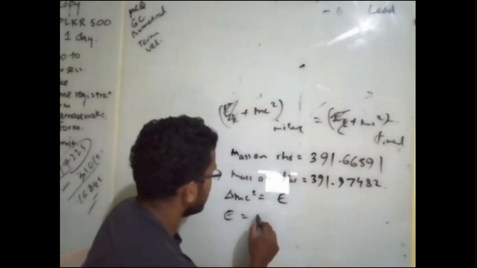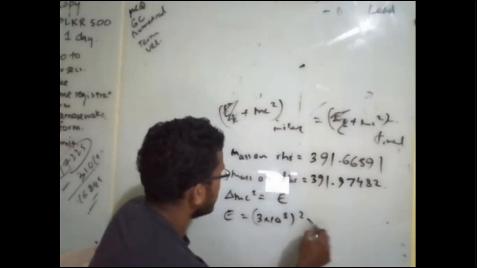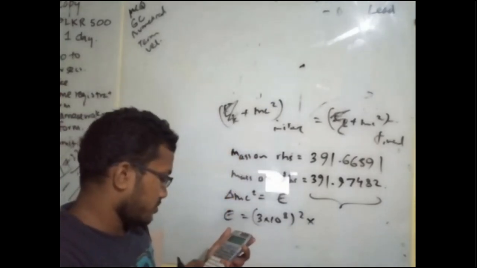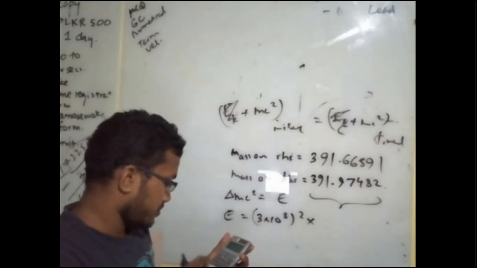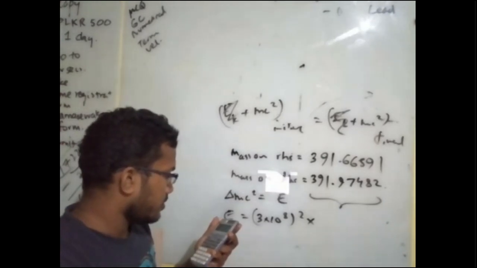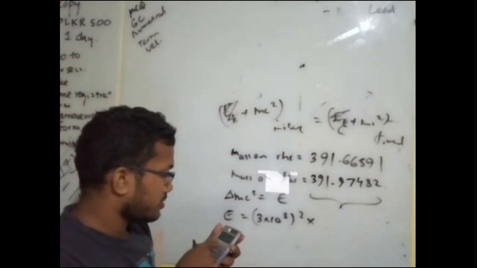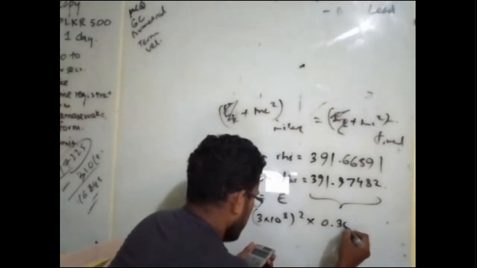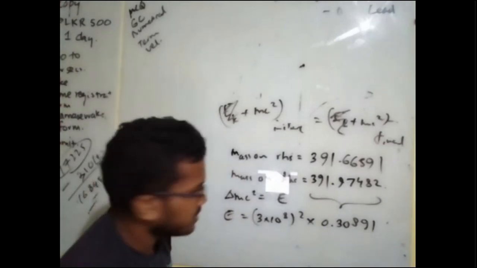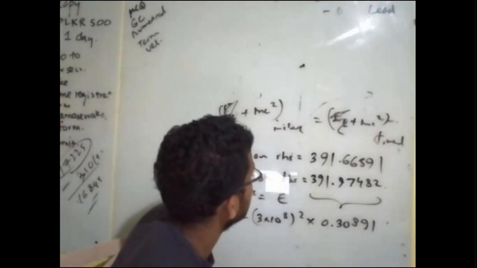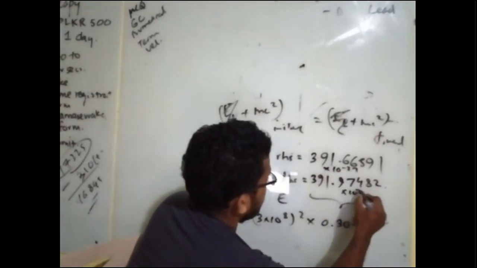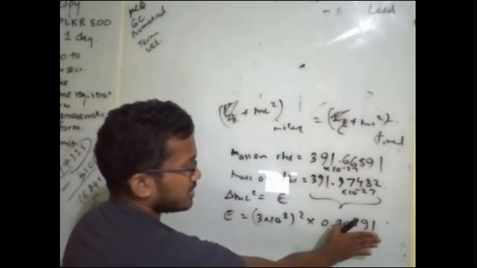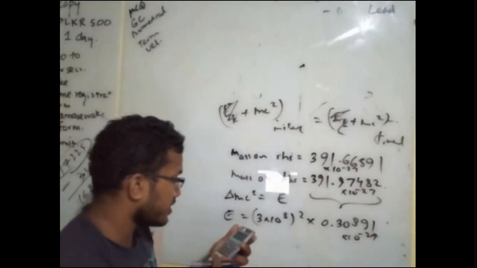So we are dealing with 3 times 10 to the power 8, that's c squared, times this difference. So that is 0.891. Is this in kilograms? No, we have to use the times 10 to the power minus 27. The reason I noticed is that it would be like 300 grams, so I was wondering how that is possible.